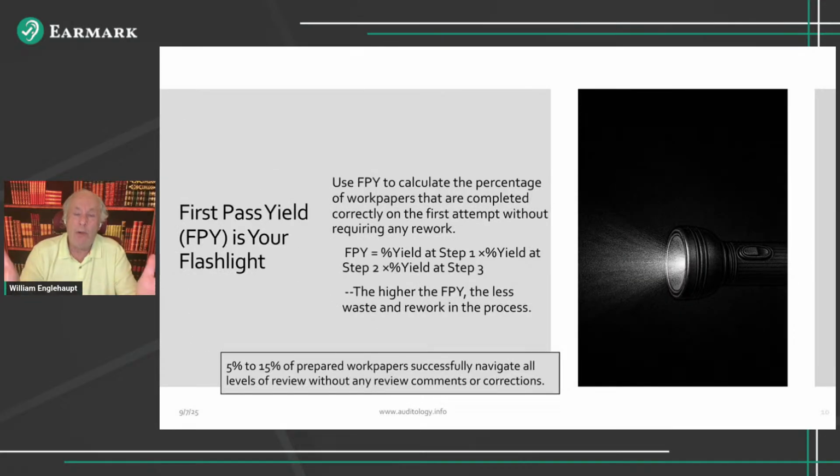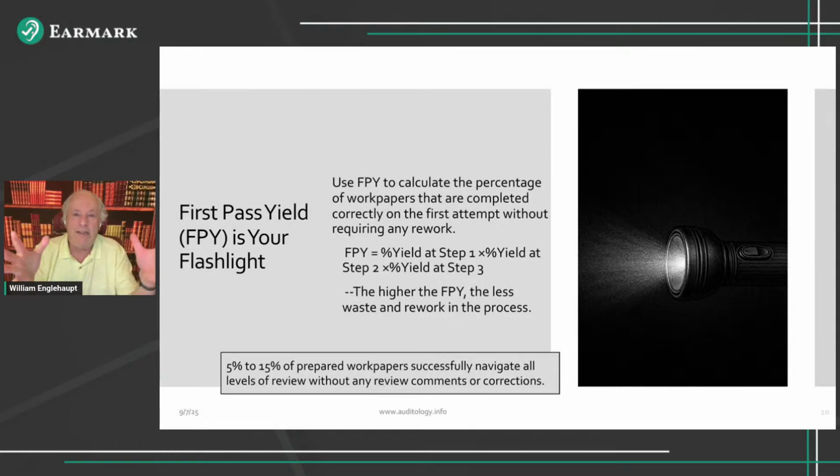So what's one way that we can track this hidden factory, right? Well, I call the calculation the first pass yield kind of the flashlight, because it's a way that we can shine a light on how we are doing getting work through our process, however many steps in that process it is. And it's a simple calculation. It's called multiplication, right? So simple from that standpoint.